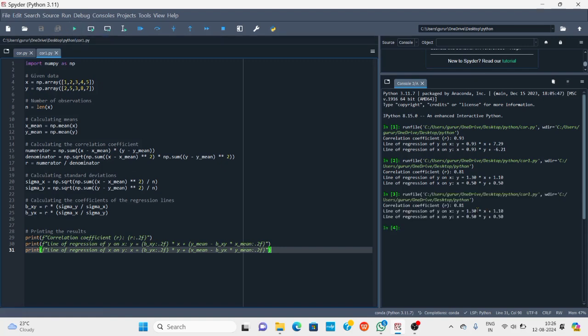So we will get 0.81, and the line of regression of y on x is y is equal to 1.30x plus 1.10, and the line of regression of x on y is x is equal to 0.50 into y plus 0.50.